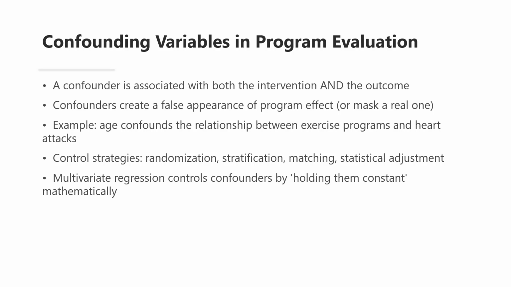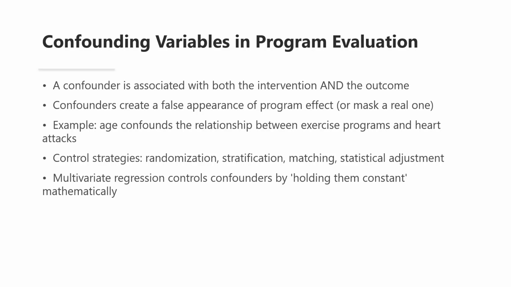The distortion can work in two directions. A confounder can create the illusion of a program effect where none actually exists, or it can mask a real program effect, making an effective program appear ineffective. Let me walk you through a detailed example to make this concrete. Suppose you are evaluating a worksite wellness program that includes physical activity promotion. You compare heart attack rates among employees who participated in the program to those who did not, and you find that participants had significantly fewer heart attacks.